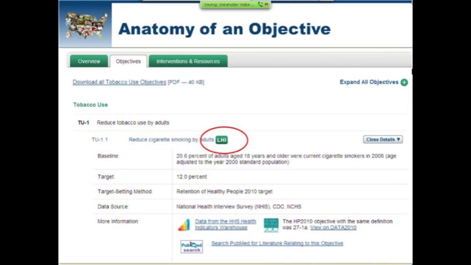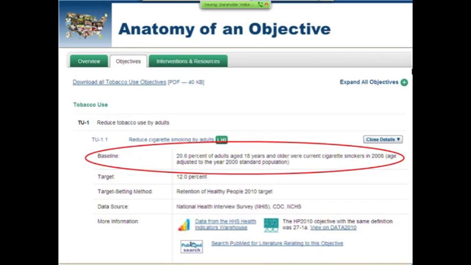The 12 leading health indicators are tracked through 26 Healthy People objectives. Healthy People 2020 objectives that are used to track the leading health indicators are noted by this green LHI icon. TU-1.1, reduce cigarette smoking by adults, is one of the 26 objectives used to track the leading health indicators.